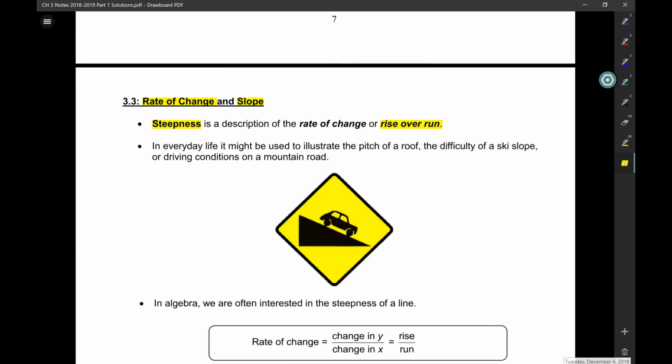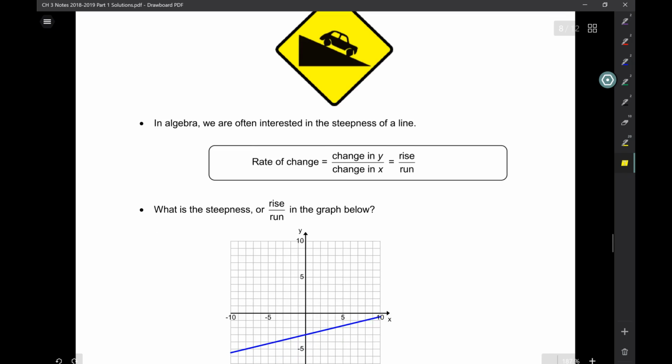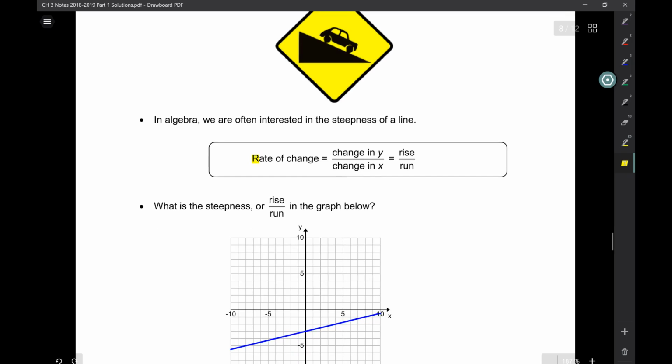Okay. So in algebra, the steepness of a line, like those lines that you graphed yesterday, did you notice they had different steepness? In algebra, that's a very important thing, how steep a line is. So we say rate of change is the change in y over the change in x, and it's also the rise over the run. Just like these things I drew here, right? One hill versus another hill. Basically, how high you're going over a horizontal distance.